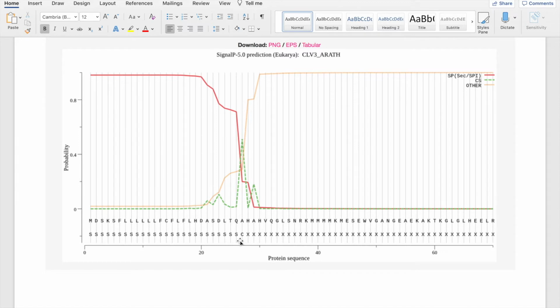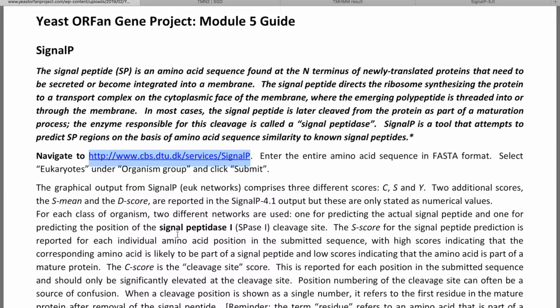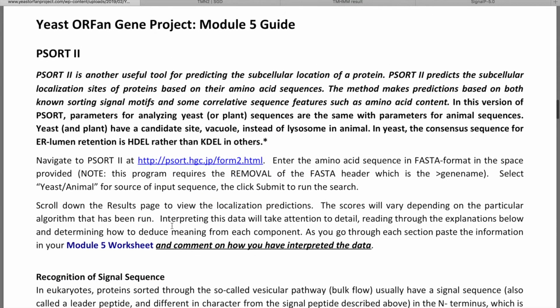And then we have this C, which would correspond to our cleavage site score, and there's a bunch of different green bumps. The green line also corresponds to the cleavage site, but the program has marked where the C appears as the corresponding amino acid as that being the cleavage site, and that also has the highest peak. And now we're going to start working with Psort.